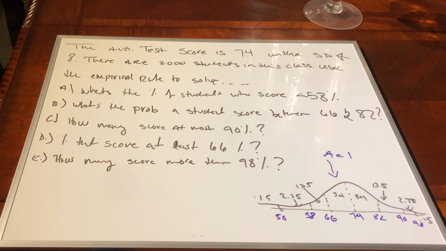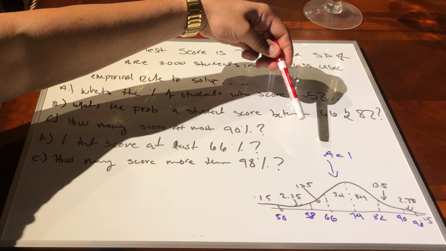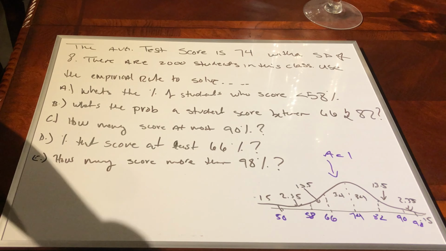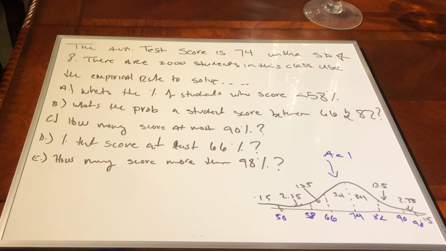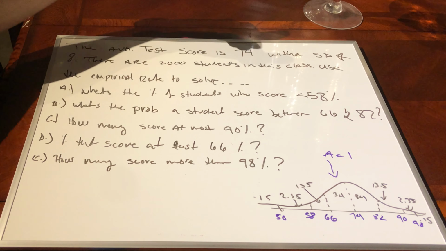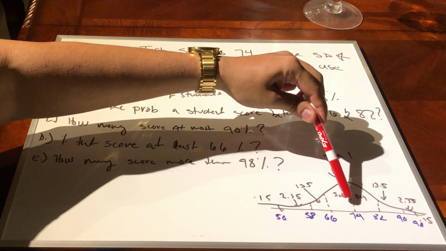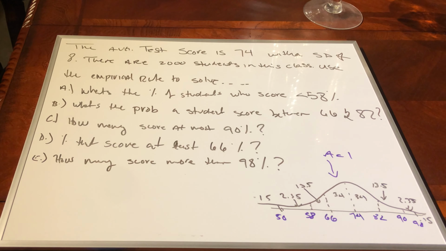What I did here, I already drew out the bell curve for you guys. And just so you know, the area of this bell curve equals 1 already, and 1 represents 100%. So I'm going to explain in detail what exactly we're doing here. We said that the average score is 74, so that is our mean. Our mean is 74%, that's the average score, with a standard deviation of 8.